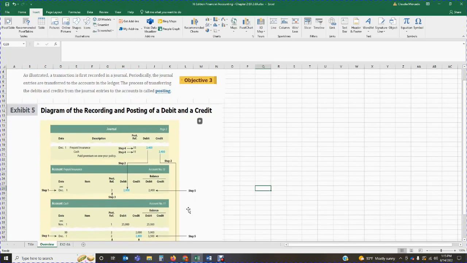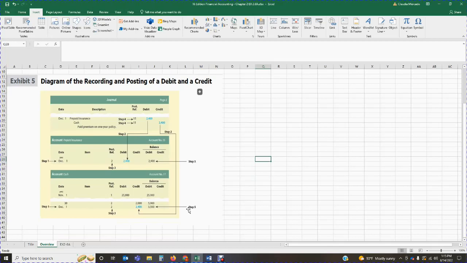Now there is an Exhibit 5 in your book that basically gives you the steps that need to happen when we transfer the information from your journal to your ledgers. If you see at the very top, the first section is our journal. We recorded one transaction, and then this transaction is going to be used to update your general ledger for your prepaid insurance account and for your cash account. So we have to record the transaction in the journal, and once we record the transaction in the journal, we update each of the accounts.